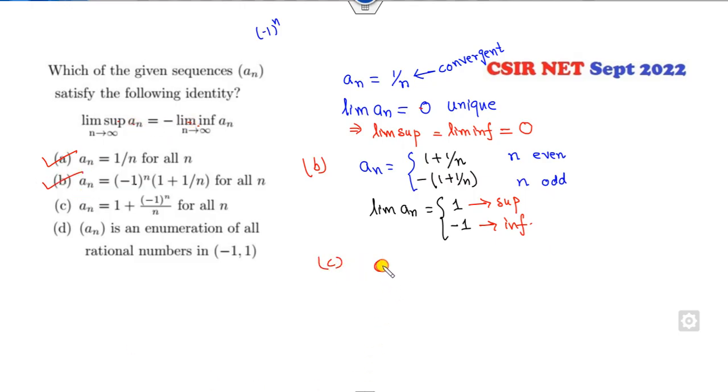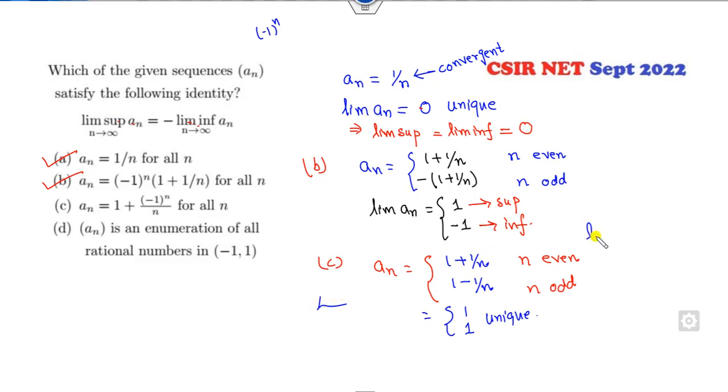Look at the C case. Again you have two cases, because minus 1 raised to power n appears: n is even, n is odd. So it is 1 plus 1 over n, 1 minus 1 over n. If you take the limit, it's 1 and 1. That means a unique limit. So limit supremum is equal to limit infimum, equal to the unique limit 1. But you can see 1 is not equal to minus 1. This option is cancelled out.